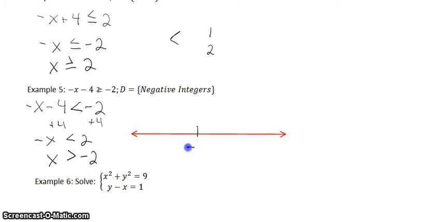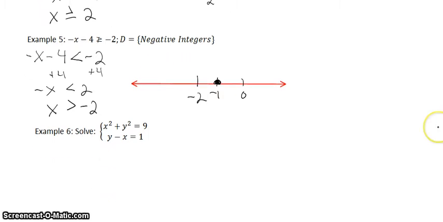So we'll put our negative 2 on our number line, and it's greater than, and we're looking at negative integers as our domain. So negative 1, 0. So really, the only one we have to include is that negative 1, because since it's integers, we don't want any fractions, so we just include the integers.